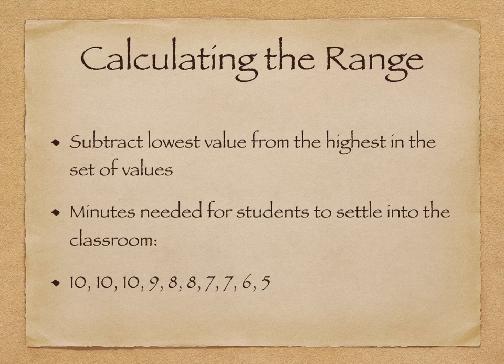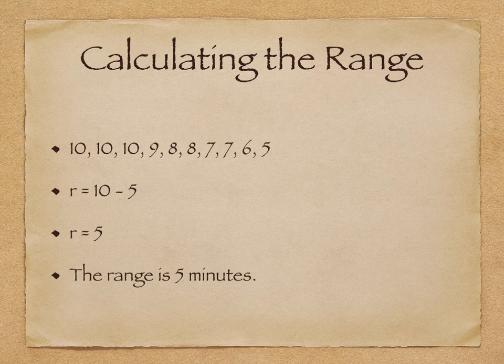To calculate the range, you will subtract the lowest value from the highest value in a set of values. From our example, we have 10, 10, 10, 9, 8, 8, 7, 7, 6, 5. Therefore, we subtract 5 from 10, and therefore the range in this example will be 5 minutes. In this case, the teacher knows she needs to allocate at least 5 minutes of class time for students' initial responsibilities upon arriving in her classroom.